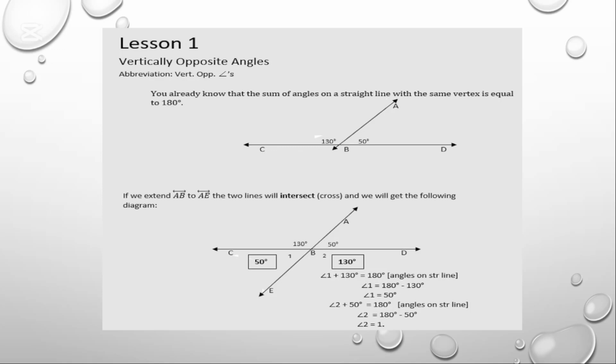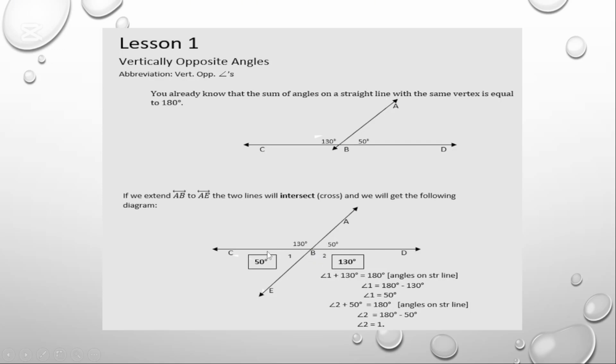Now what we are going to do, we are going to extend this line B, and look over here, we extended this line to E. So if we extend AB to AE, the two lines will intersect and we will get the following diagram. Look again, AE intersects CD. Immediately you have now four angles around point B.